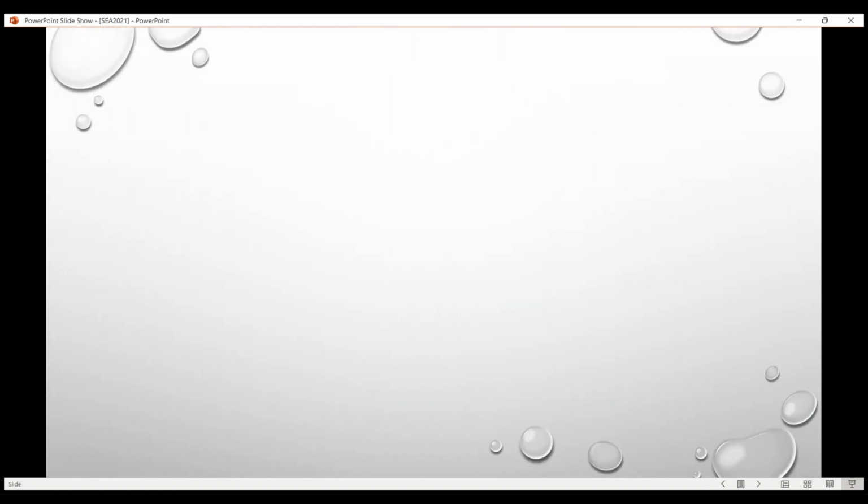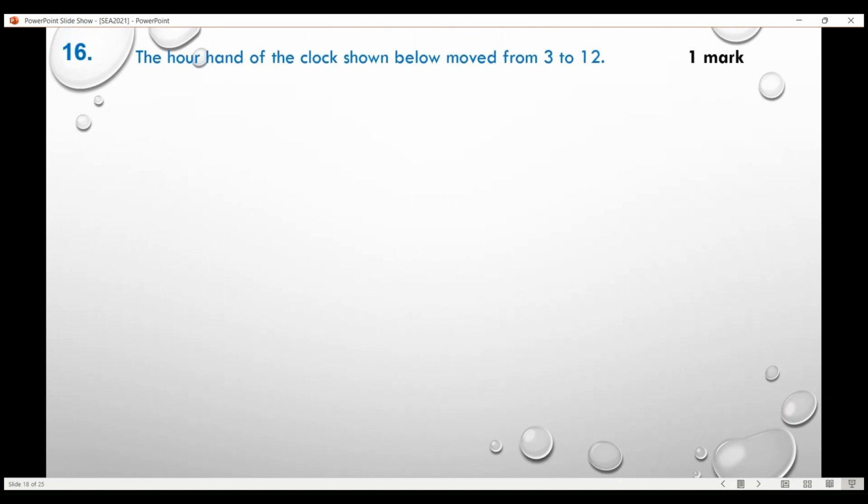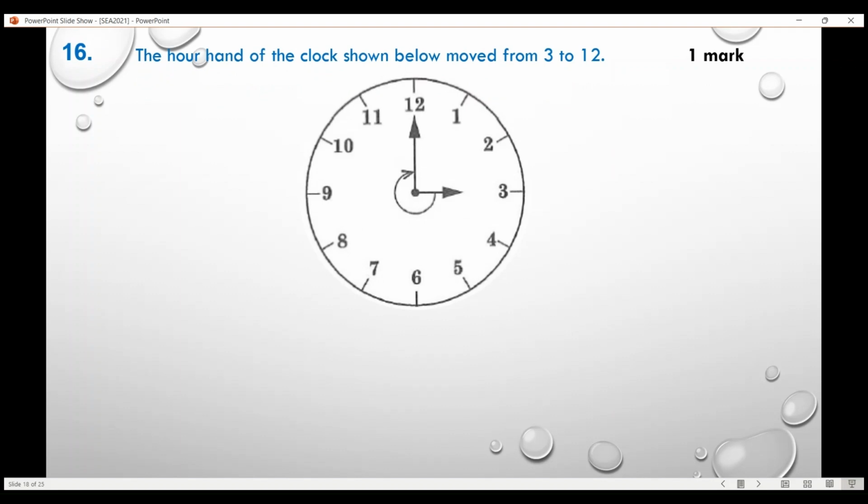Let's now move on. So we're going to look at number 16, where they're asking us that the hour hand of the clock in that diagram moved from 3 to 12. So we can see there, it's indicated with the arrow. The question is, how many quarter turns did it make? Let's bring up the cross line so we can easily see, cutting it from 6 to 12 and 3 to 9, so we can see the clock face in quarters. And we're starting at 3.